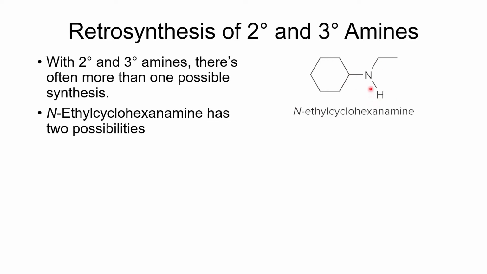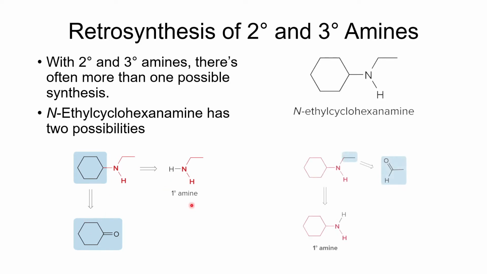So the choices we have are that we could form this carbon-nitrogen bond between the cyclohexyl group and the nitrogen. If that's the case, then the cyclohexyl would have been our carbonyl compound, in other words, cyclohexanone, and this other component here would have been our amine, so we would have started off with ethylamine and cyclohexanone. Our other choice is this. If we form this particular bond, then our amine would have been cyclohexanamine, and our starting carbonyl compound would have been acetaldehyde.